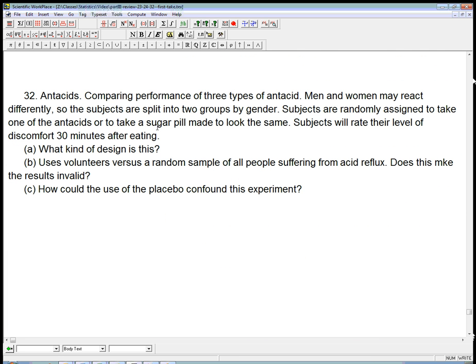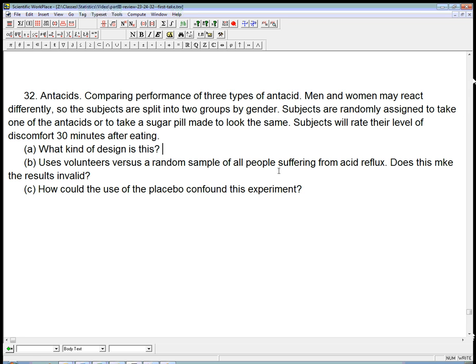Okay, now antacids, that's going to give us another good example of a confounding variable in a minute. So we're comparing performance of three types of antacid. Because men and women may react differently, the subjects are split into two groups by gender right at the start. Then subjects are randomly assigned to take one of the antacids or to take a sugar pill made to look the same. And then subjects will rate their level of discomfort 30 minutes after eating. Okay, so a few questions. What kind of design is this?